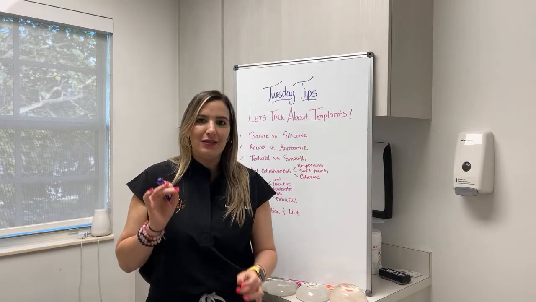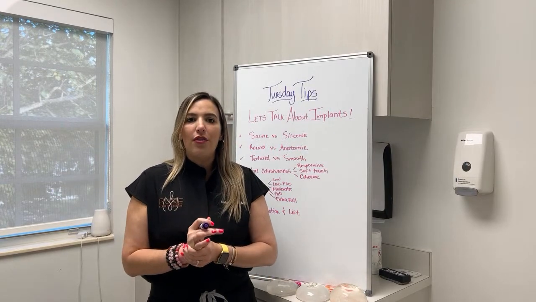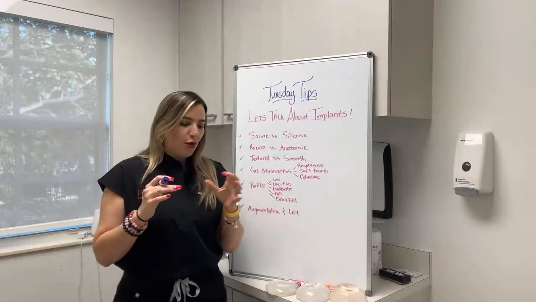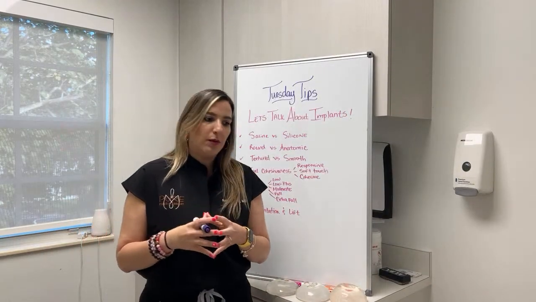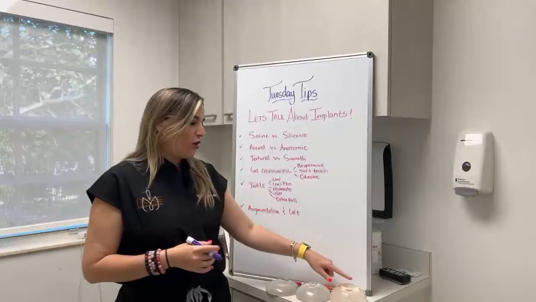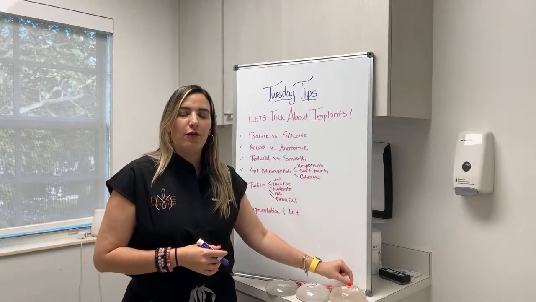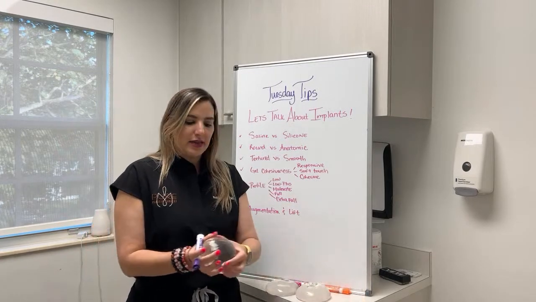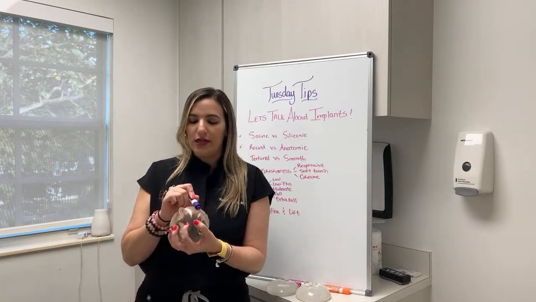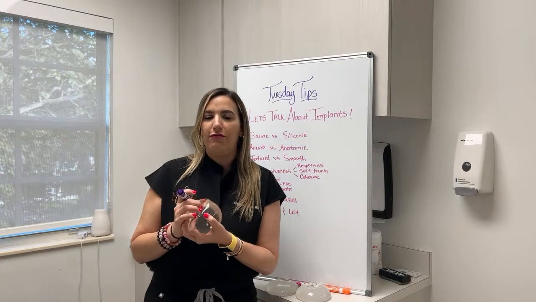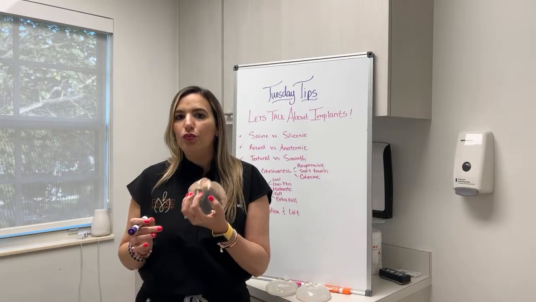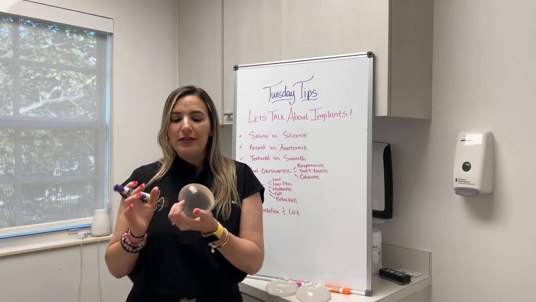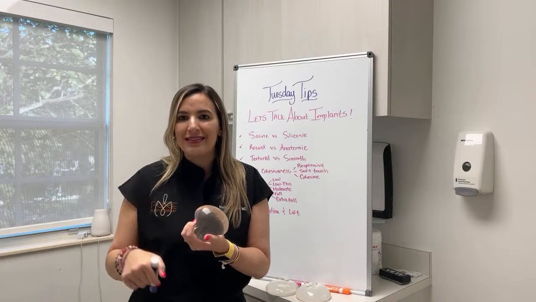The other main difference is the rippling effect. What is rippling? You see the implants that I have here always have a little bit of a fold in the implant. When I hold the implant and I squeeze it, you see those creases and folds that form on the implant. That's called rippling. The gel tends to ripple less.